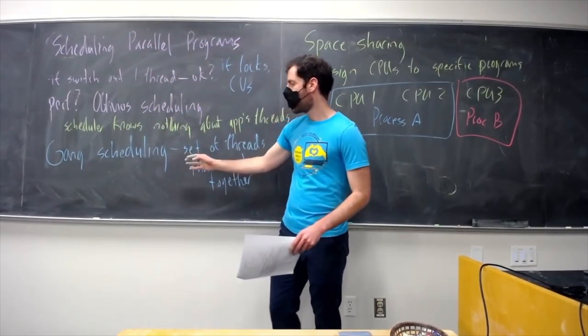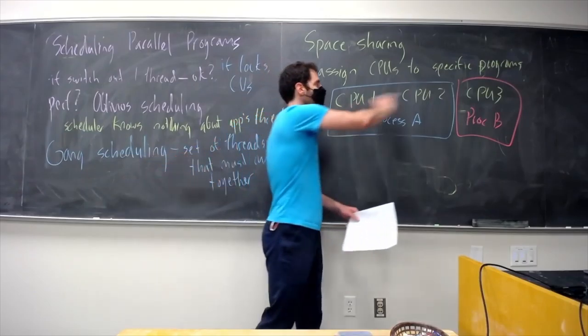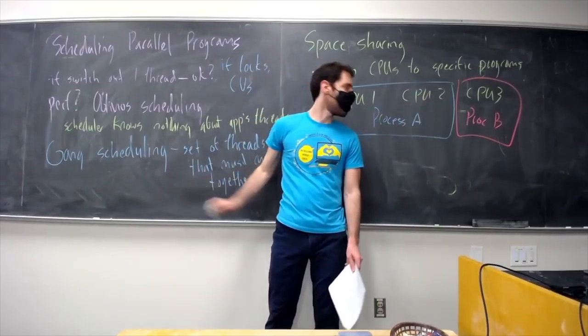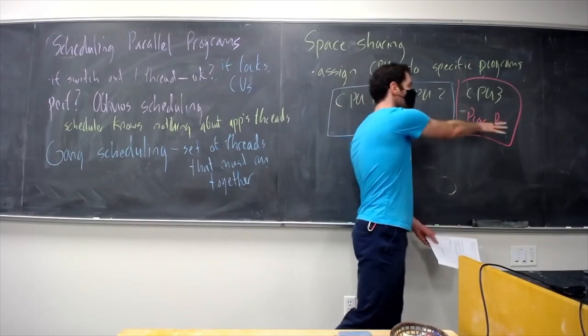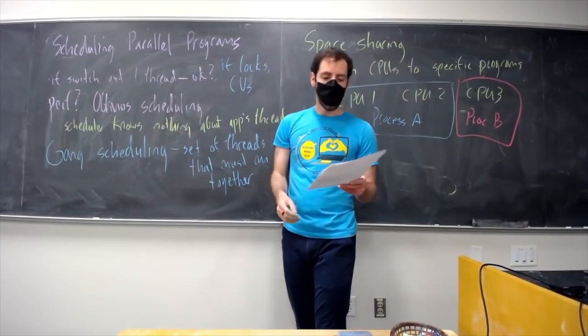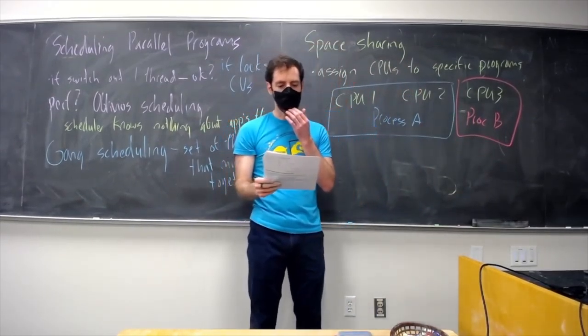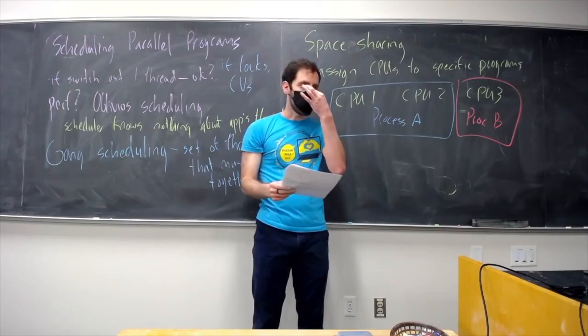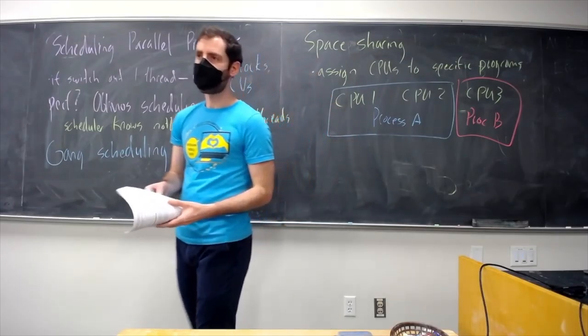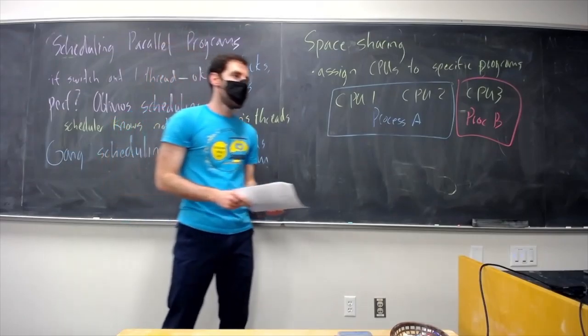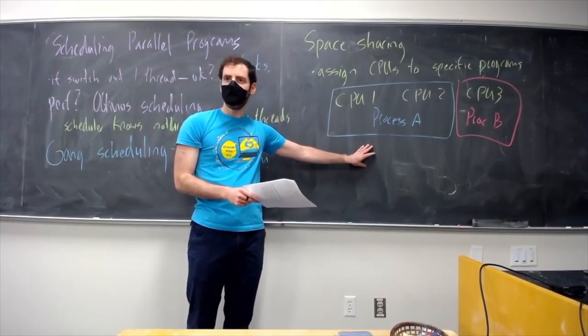And so we're not trying to take all the CPUs and give them to the threads of process A and then all to the threads of process B. We're dividing our resources using this different approach. Does this make sense? Questions on this?